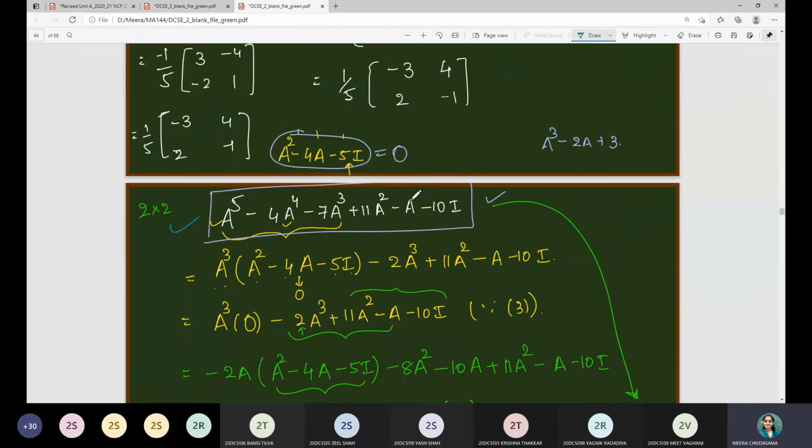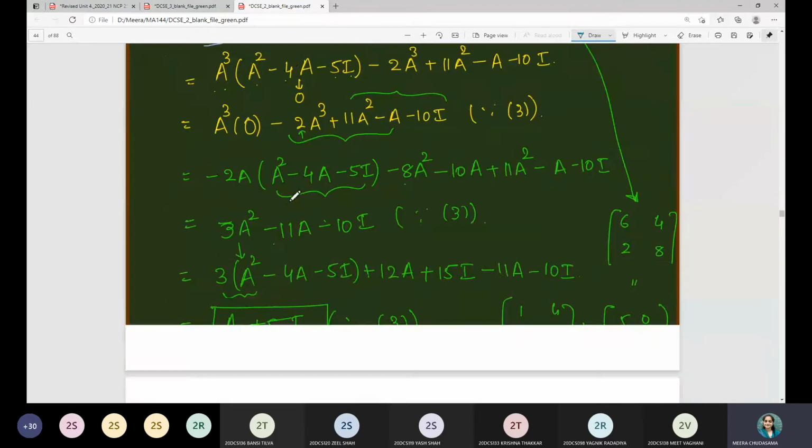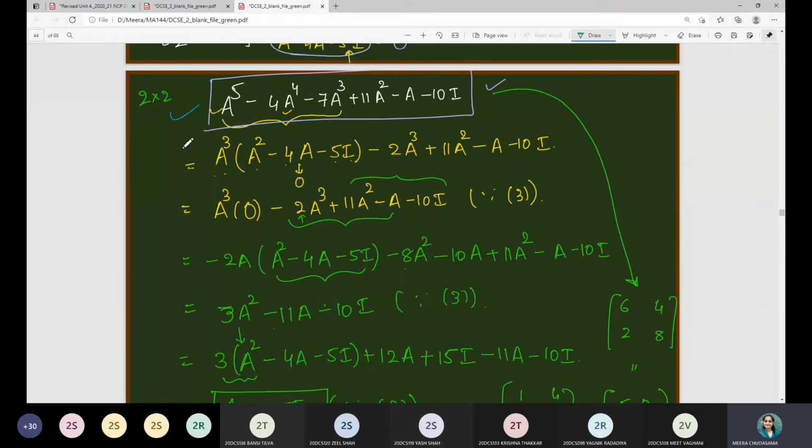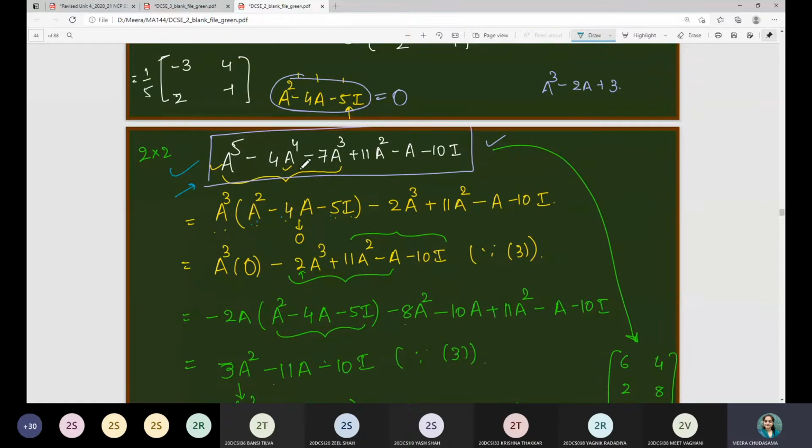Now one more example which we considered yesterday, for which we found that the linear polynomial is a plus 5. Now you have to apply this method to this example and check whether you are getting remainder as a plus 5 or not. I am giving you 3 to 4 minutes to compute it. For this one, the Cayley-Hamilton theorem equation is given by a square minus 4a minus 5i is equal to 0. Quickly do it and let me know once you finish it.